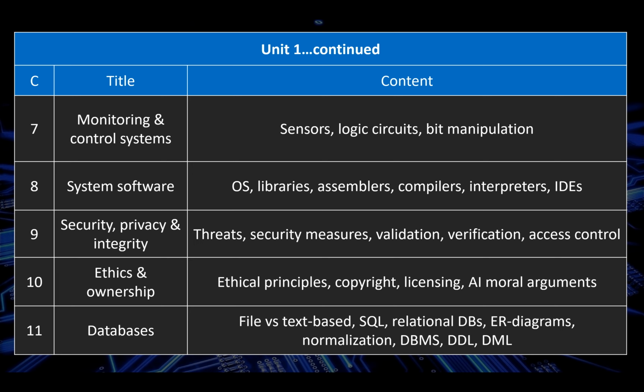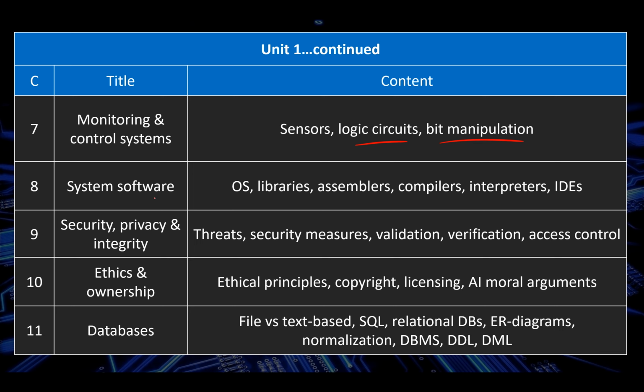Then 7, and I think this is the last one for Unit 1, just this page. Monitoring and control systems, so sensors, for example infrared, sound sensors, heat sensors, oxygen sensors, I guess many different types. Again, logic circuits, and also bit manipulation, so using assembly instructions to, for example, get specific bits, set specific bits.